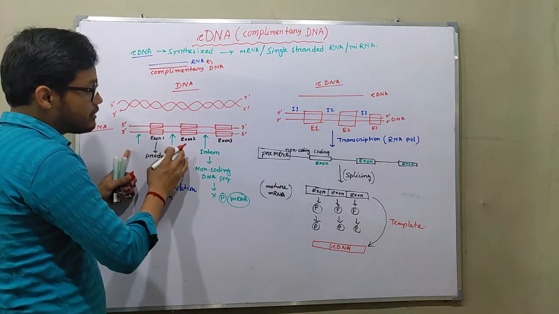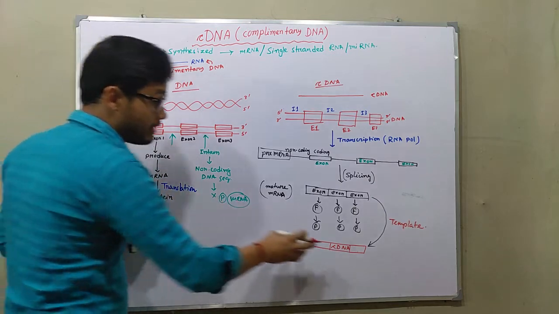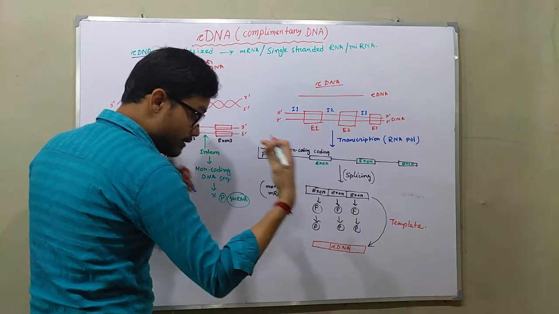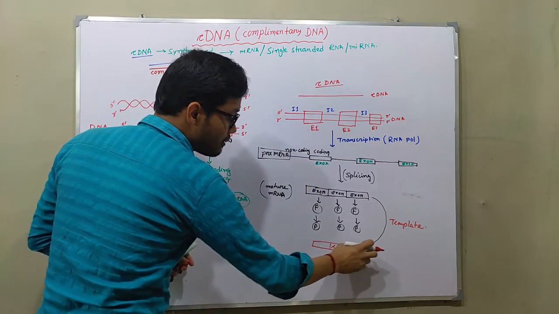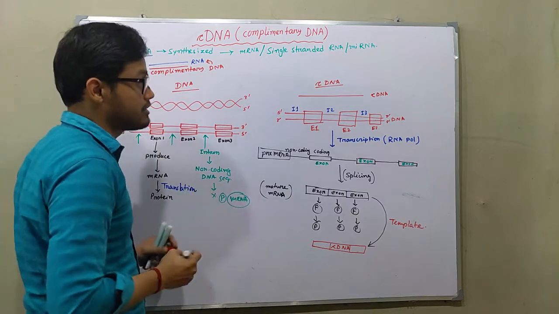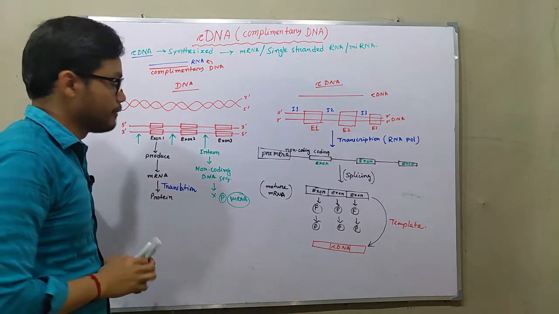Rather than this DNA sequence having functional segments as well as non-functional sequences, here in case of cDNA, all the segments are known as exons, the functional segments of a particular cDNA. So this is the basic difference between cDNA and DNA.